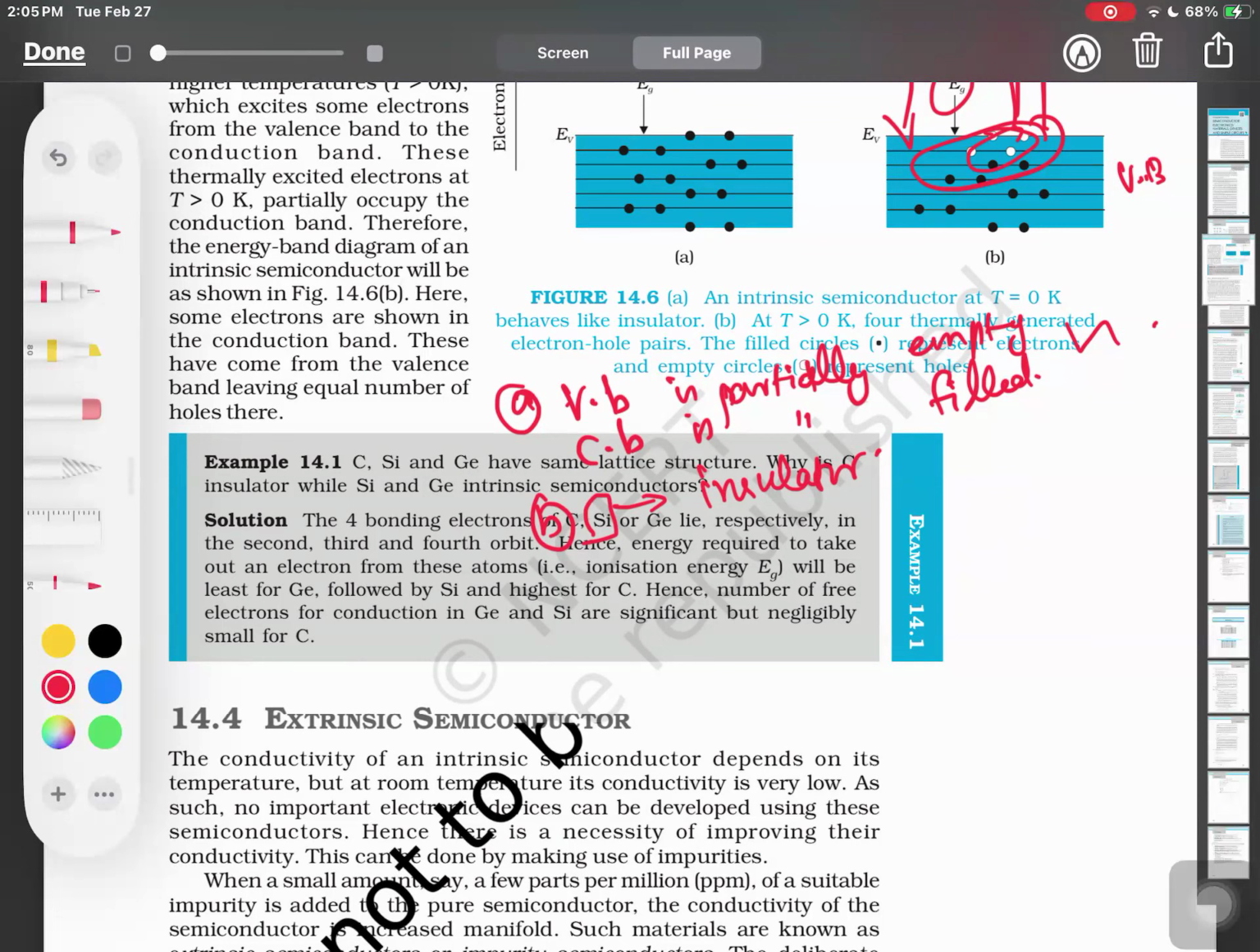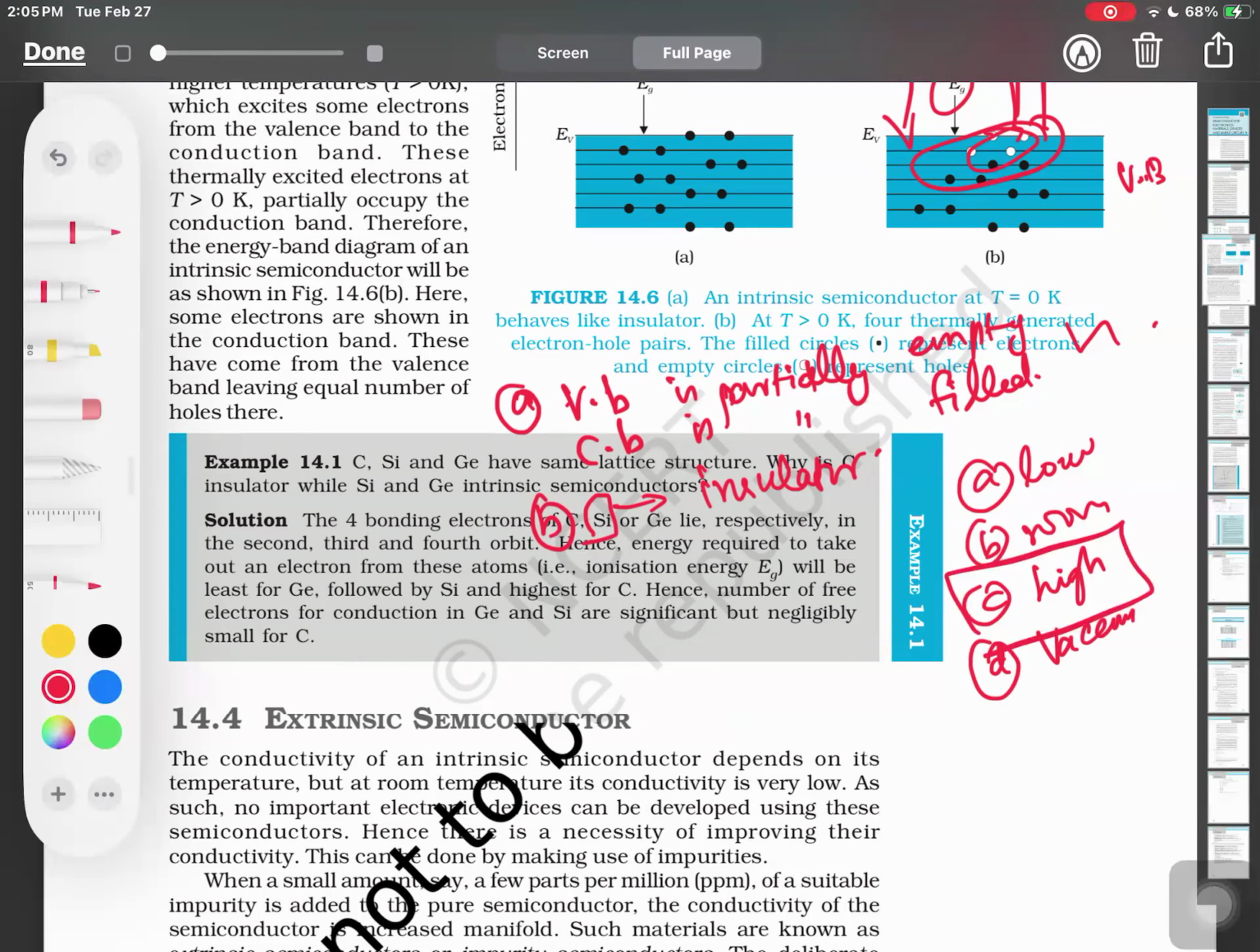At which temperature does a pure semiconductor behave slightly as a conductor? Your options are given as low temperature, room temperature, high temperature, and vacuum. So the option is high temperature. At high temperature only does a pure semiconductor behave slightly as a conductor. Everyone knew that, right? Because at high temperature, the charges move very easily and its resistance decreases. Resistivity and conductivity are inversely proportional to each other.